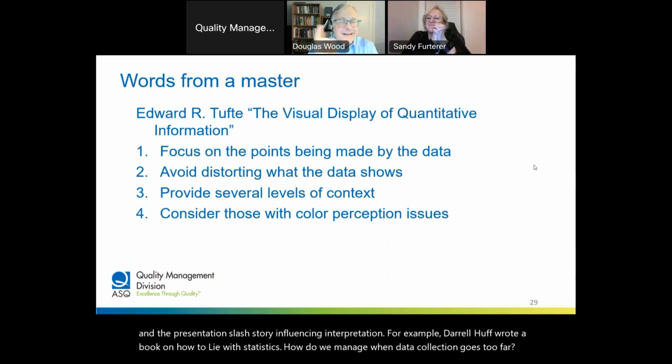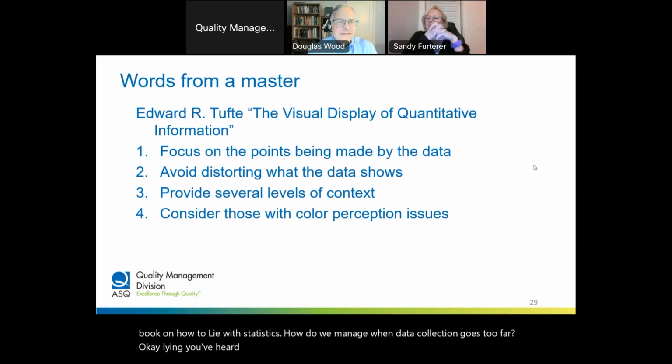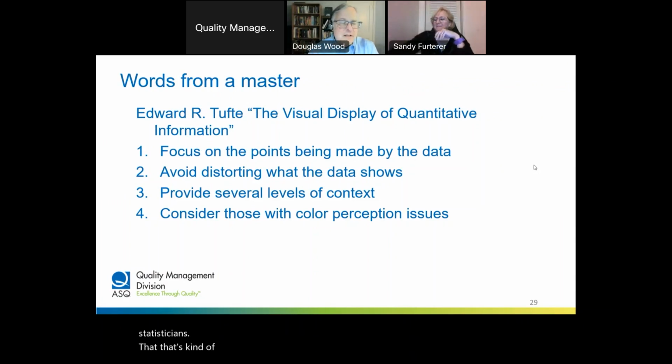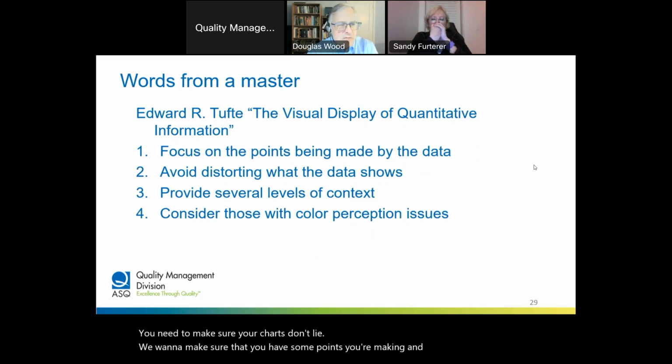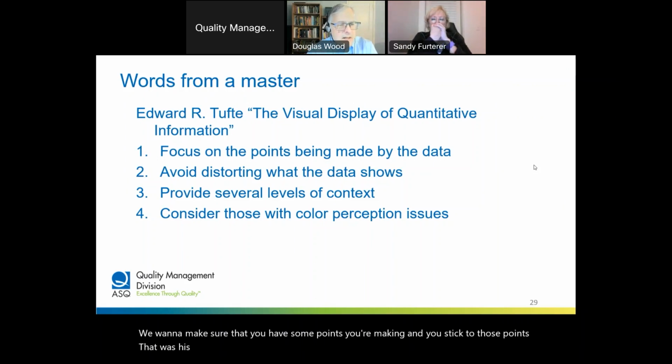Okay, lying. You've heard the phrase, there's liars, there's damn liars, and then there's statisticians. That's kind of an expression of frustration. What Edward Tufte was talking about here was you need to make sure your charts don't lie. You want to make sure that you have some points you're making and you stick to those points. That was his thesis in writing this book.